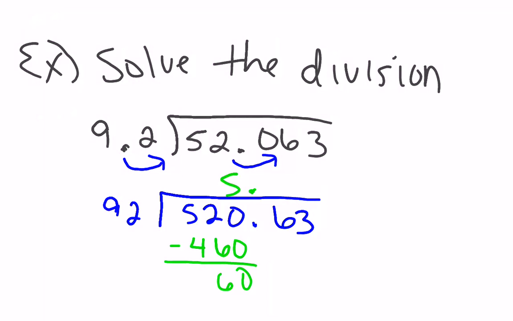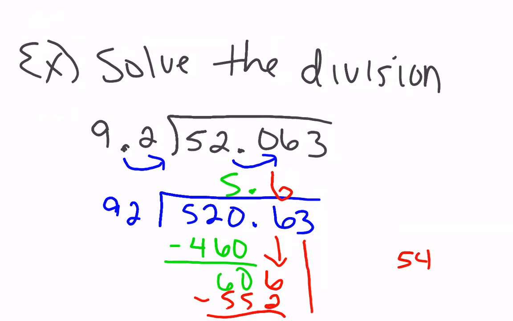All right, so now we found 60, we bring down the next number. So how many times does 92 go into 606? And so we're going to try 6. And so 92 times 6 gives us 552. And we subtract. I'm running out of room, of course. 606 minus 552 gives me 54. So I'm going to write it over here, and then we bring down that next number. So it's 543.